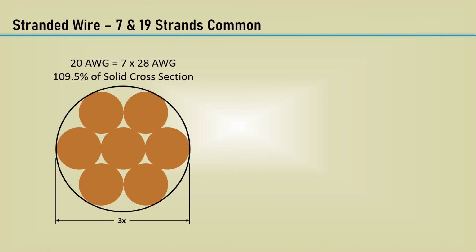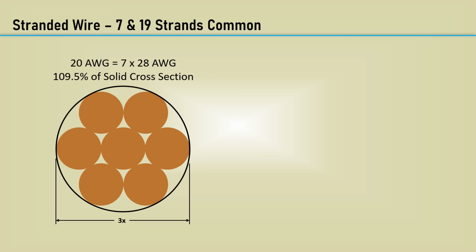It's worth mentioning stranded wire. There are many variations, but stranded wire often uses 7 or 19 strands, since that makes a nice circular bunch. The overall physical diameter of the strands is, of course, larger than the solid equivalent. Here's an example of a 20 gauge wire made up of 7 strands of 28 gauge. The gauge of the individual strand is typically rounded up to make the total cross-sectional area be slightly more than the solid equivalent.